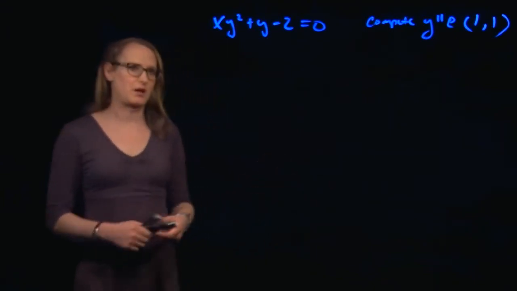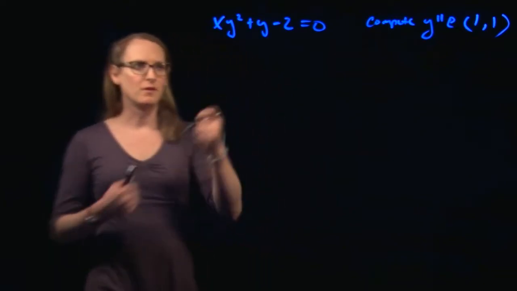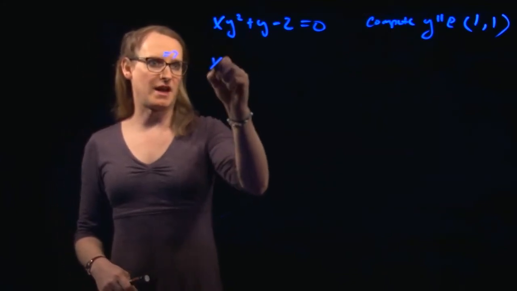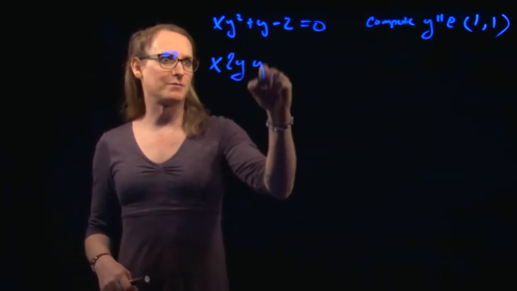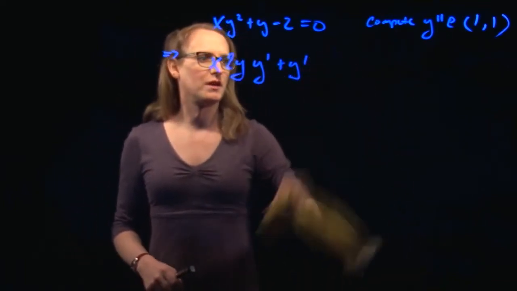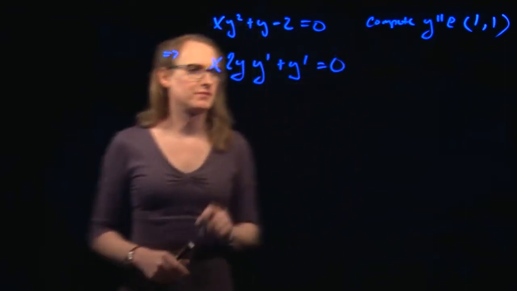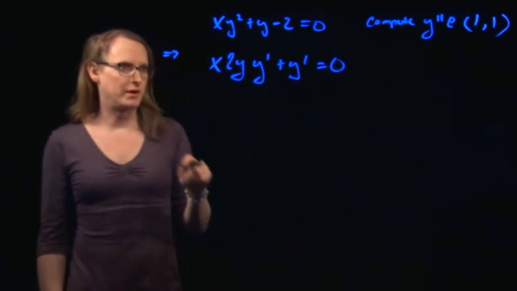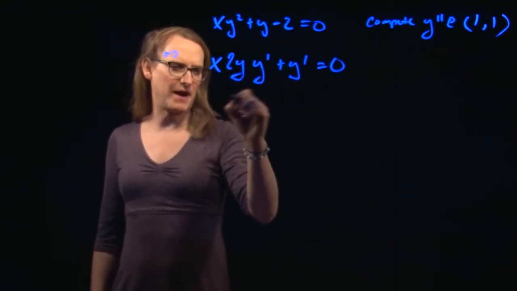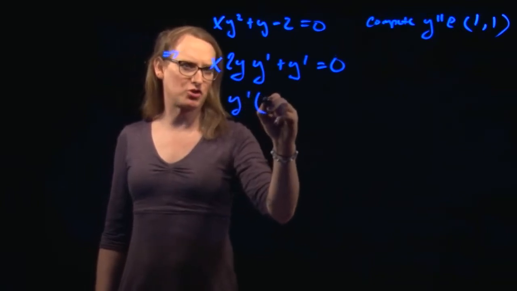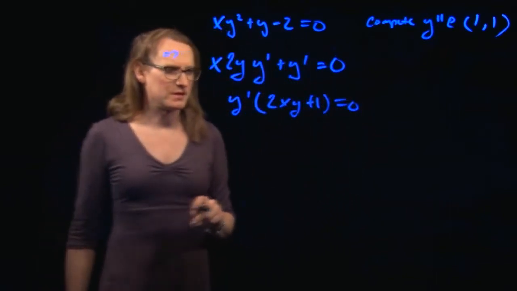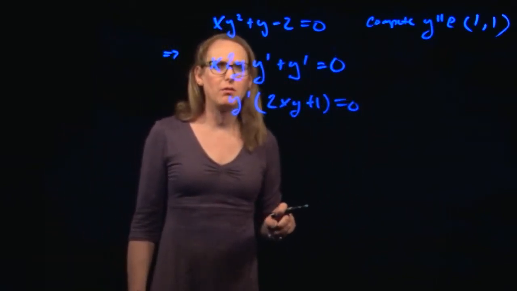So let's start by taking a derivative of this thing. We're going to take derivatives of both sides. So that implies that x times 2y times y prime plus y prime minus derivative of 2 is 0 equals derivative of 0, 0. Sweetness. I need to isolate y prime. So I'm going to factor out a y prime from this expression. So that's going to be 2xy plus 1 is equal to 0.